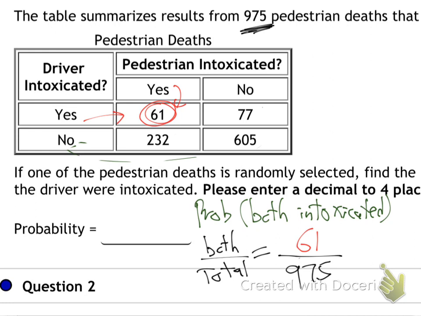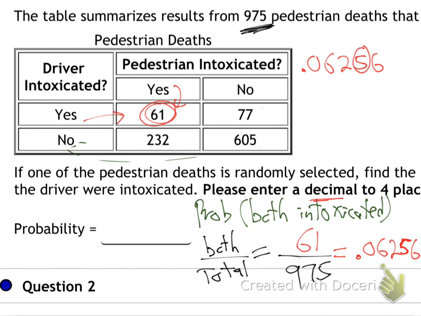So then just hit buttons on your calculator. 61 divided by 975. They want 4 places. What is it? I'm getting 0.0625. Is that 4 places? Oh, wait, one more. 0.06256. Let me write it up here. They want a decimal, 4 places. So there's the 4th place.